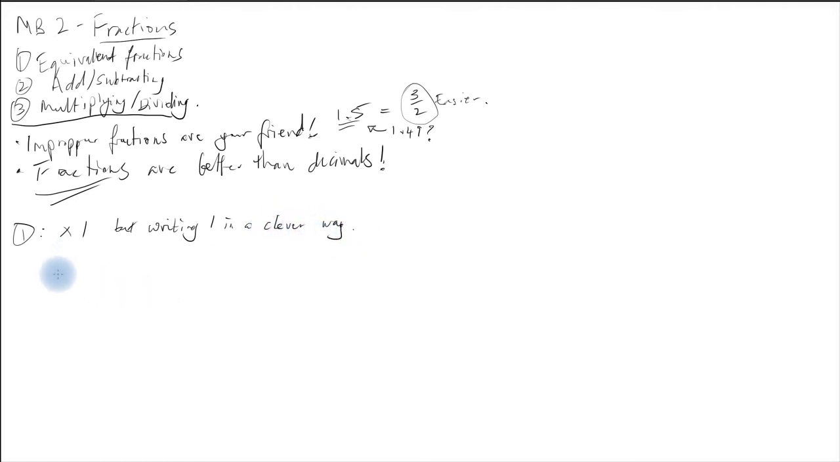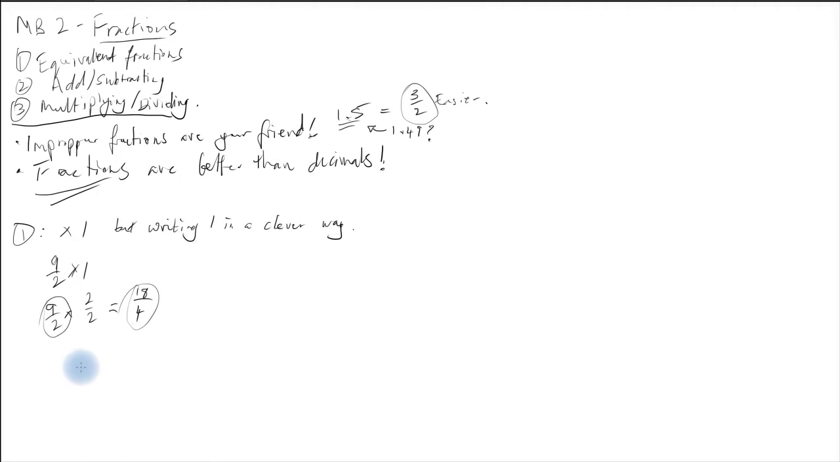Let's start with the fraction 9 on 2. It's an improper fraction, 9 on 2. We want to find some equivalent fractions to that. So we're going to multiply it by 1, but we're going to write 1 in a clever way, like 2 on 2. Now this becomes 9 times 2 is 18, 2 times 2 is 4. So this is now an equivalent fraction. 18 on 4 is the same fraction as 9 on 2, written in a different way.